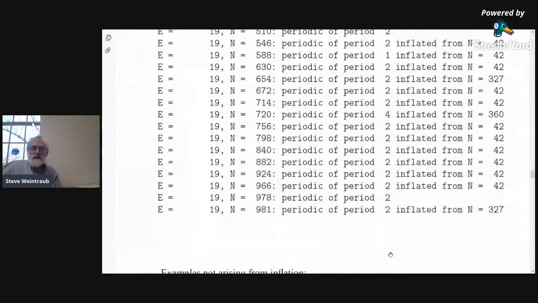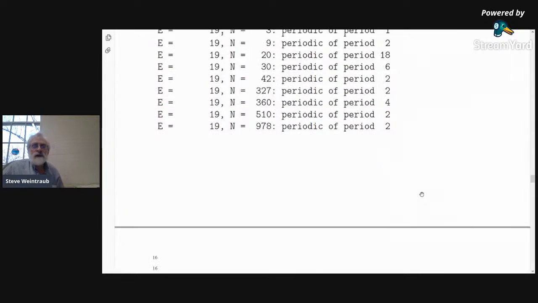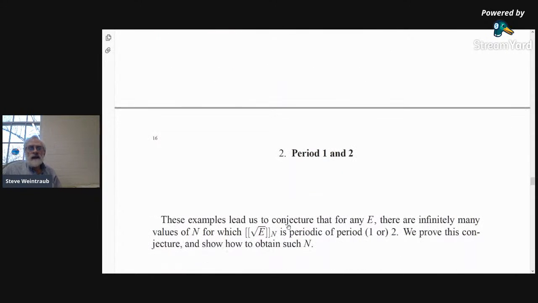So if we look at the examples not arising from inflation, you see we keep getting examples. They look rarer, but we keep getting examples. And so this leads us to conjecture that for any E, there are infinitely many values of n for which the best continued fraction expansion of the square root of E with numerator n is periodic, and in particular, periodic with period 1 or 2. And so the point of the rest of this talk is to prove this conjecture, and not only prove this conjecture, but show you how to obtain these values of capital N. So that's what we're going to do.